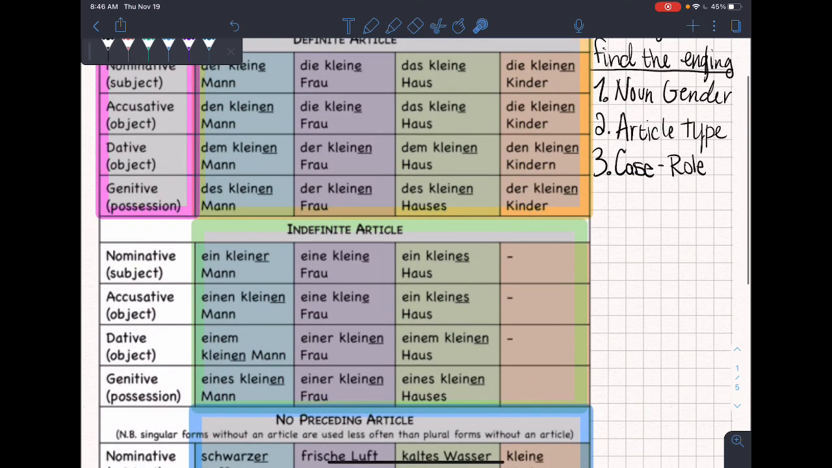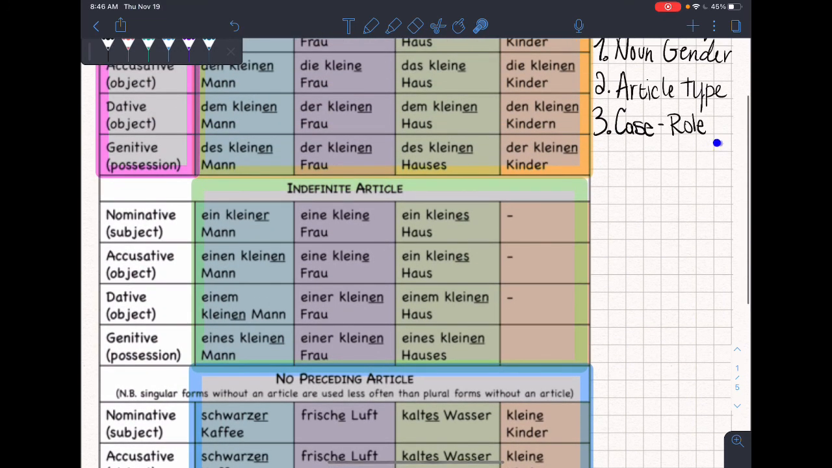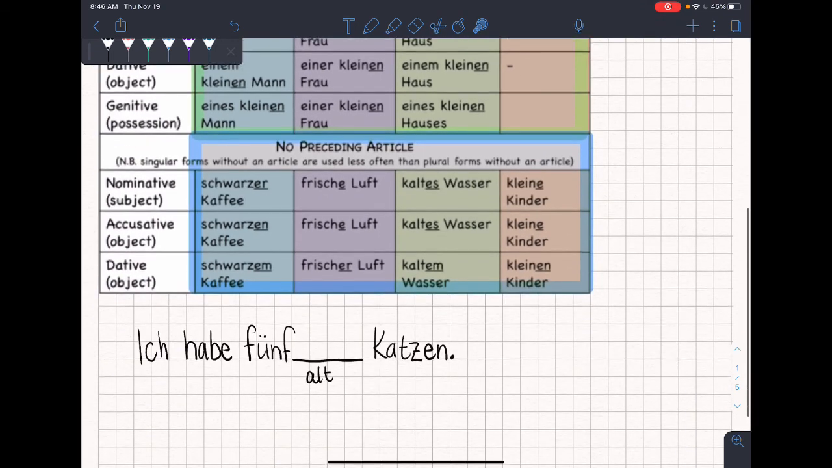Second thing we need to know is the article type. Here is a number, 5, but it is not a definite or indefinite article. So we're going to be looking in the table with no preceding article. So now we know we're in the plural and in this no article table. The final piece of information that we need is the case or role of Katzen in our sentence.